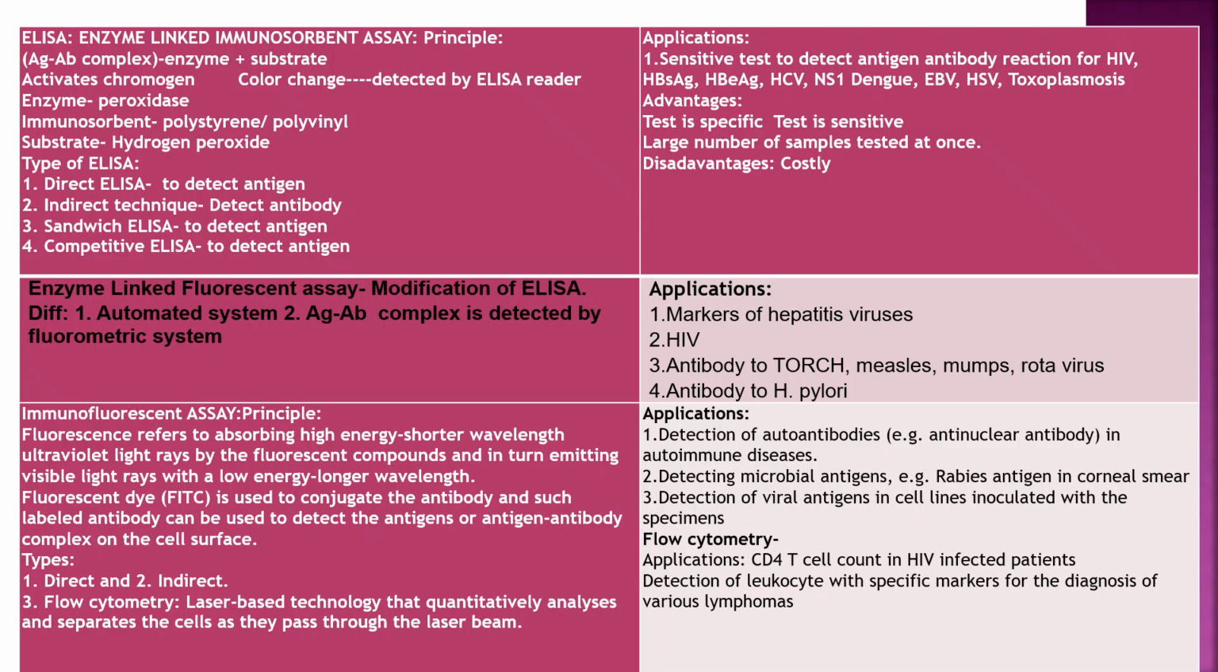Flow cytometry is a laser-based technology that quantitatively analyzes and separates cells as they pass through the laser beam. Application: detection of autoantibodies, such as antinuclear antibody in autoimmune diseases; detecting microbial antigen, for example rabies antigen in corneal smear; detection of viral antigen in cell lines inoculated with the specimen. Flow cytometry is also used for CD4 count in HIV infected patients, and detection of leukocytes with specific markers for diagnosis of various lymphomas.